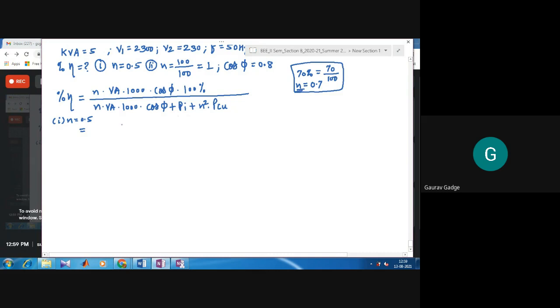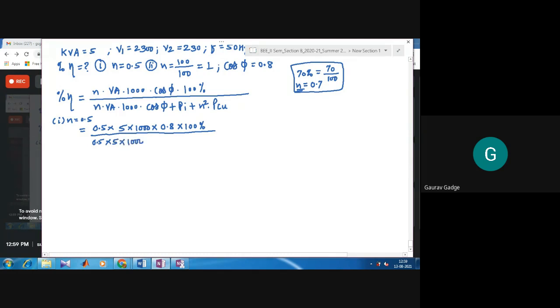So now N equal to 0.5. If N equal to 0.5, then 0.5 multiplied by VA. What is the value of VA? It is 5, multiplied by 1000. That 1000 conversion factor is already used. Cos phi, power factor, 0.8. Multiplied by 100%. Can someone put the value in the calculator and tell me the answer so that we can complete it fast?